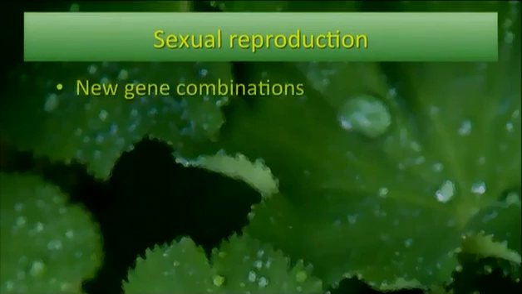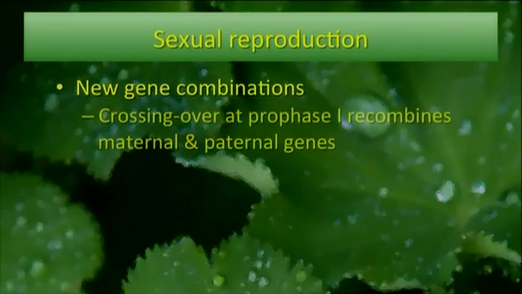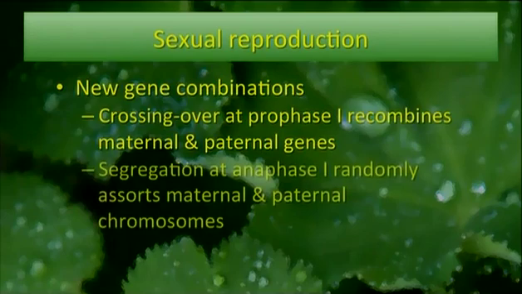Now back to sexual reproduction. It allows for new gene combinations. You have the crossing over at prophase 1, which recombines maternal and paternal genes, and segregation at anaphase 1 randomly assorts maternal and paternal chromosomes. That sounds kind of familiar to me. I think we kind of went through this.